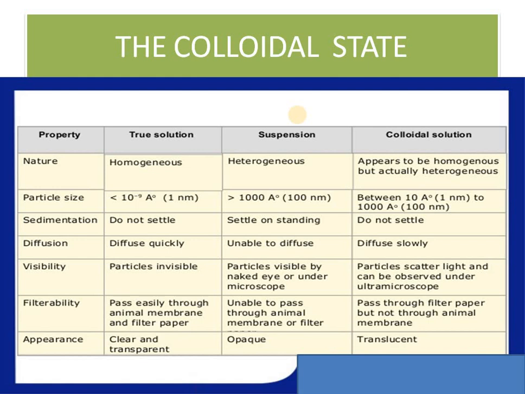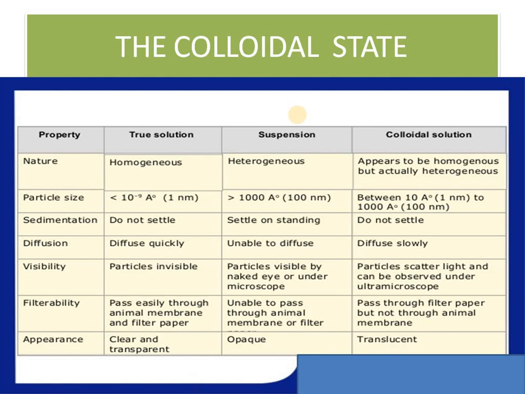Next is visibility. Visibility, as we discussed already: in a true solution the particle size is small, so it is not visible. And if you talk of colloidal solution, the particles are not visible as such, but under a microscope, that is the ultramicroscope, we can see the particles. And one property is there: these particles scatter light, and when light falls, illumination will take place. So therefore the scattering will take place. This property makes it different from the other two solutions. Particles are visible by naked eye or under a microscope in case of suspension.